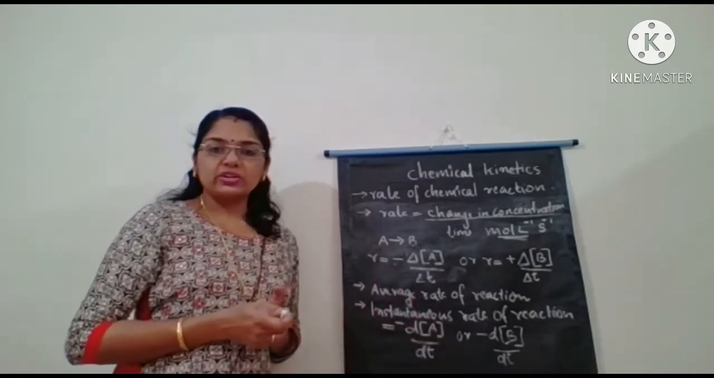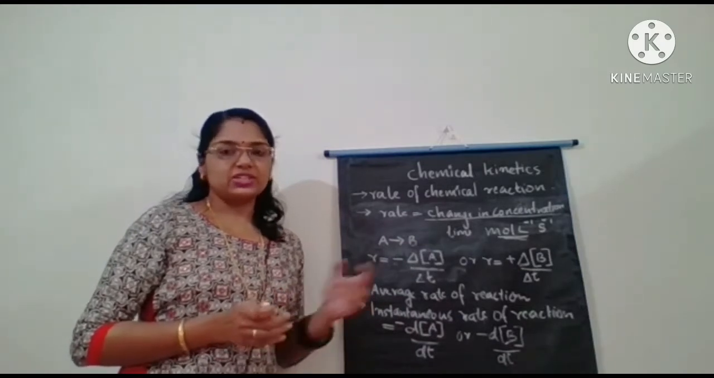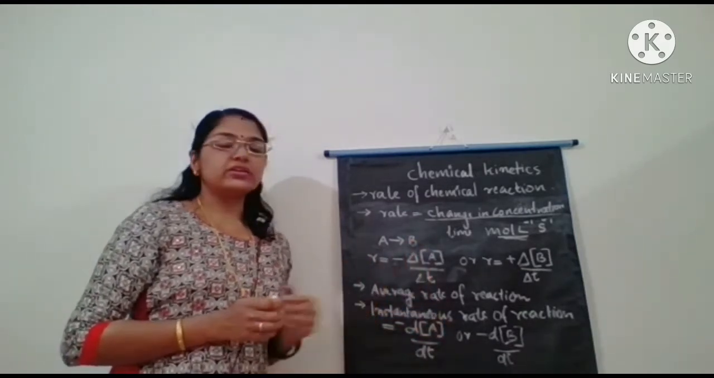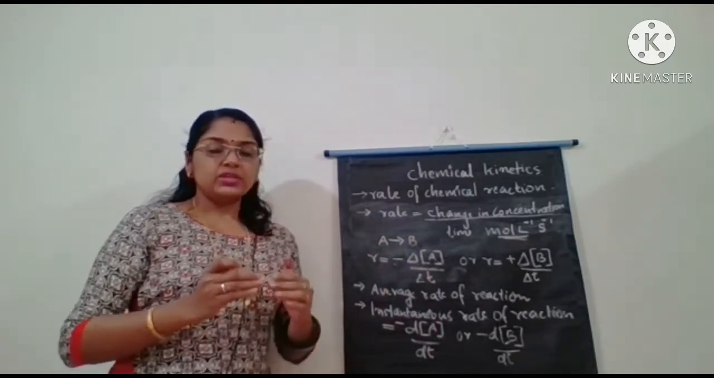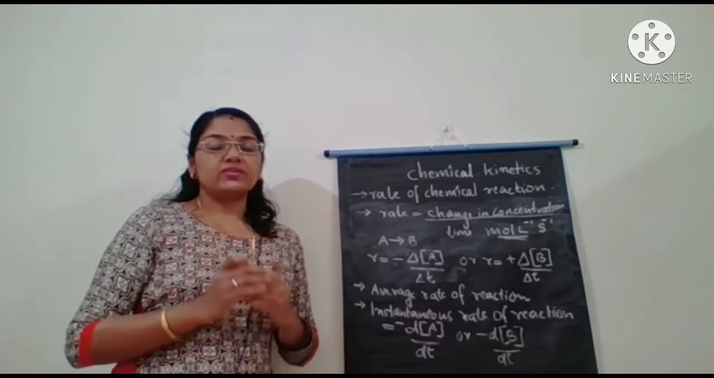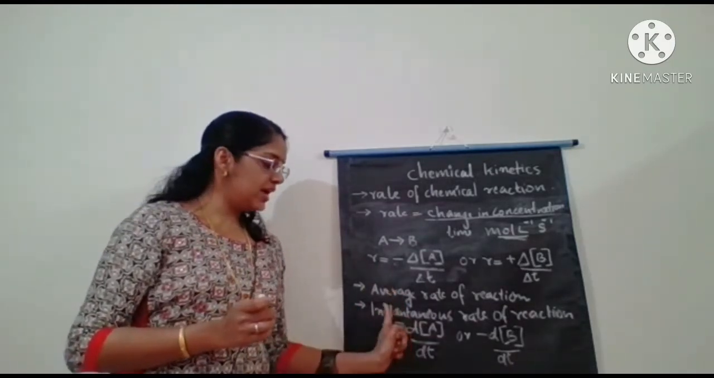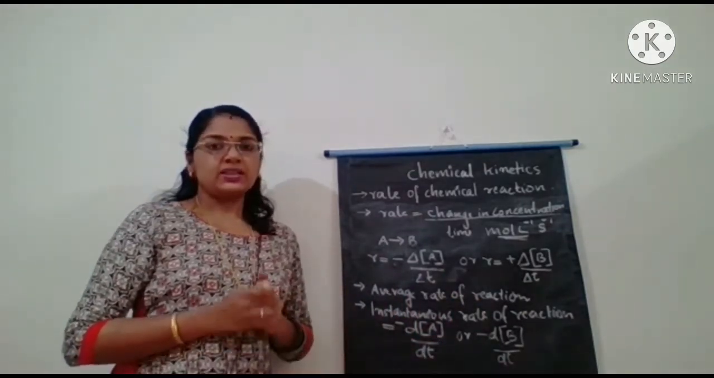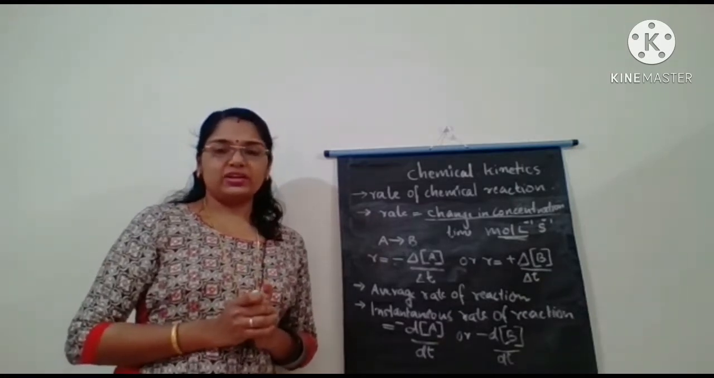But it is not convenient or useful to express the rate of reactions as an average rate, because the rate of a chemical reaction will not be constant throughout the entire span. That means at each time interval there will be a change in the rate of the chemical reaction. So it is conveniently expressed in terms of the instantaneous rate of chemical reactions. That means at each moment of time there is a rate of change in the chemical reaction.